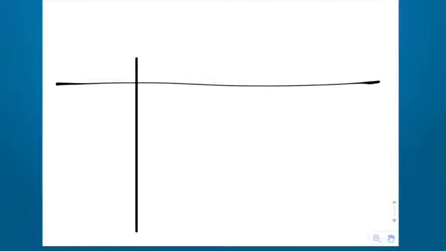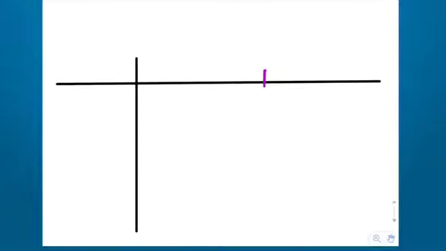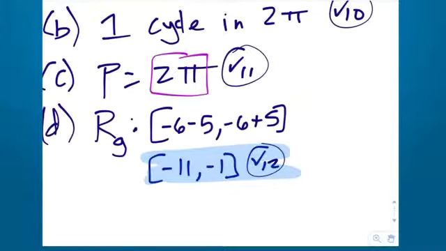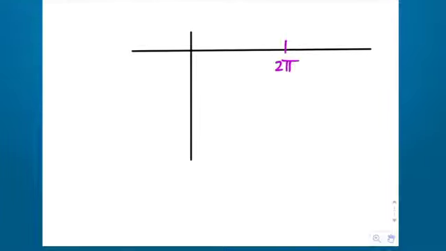We need a y-axis. There it is. And we need an x-axis. There it is. And now we'll put the points on there. So again, somewhere right in there is 2 pi. Is that right? Yeah, that's the period, right? So whatever the period is, it's going to change per problem. You always go out the period length, not always 2 pi.